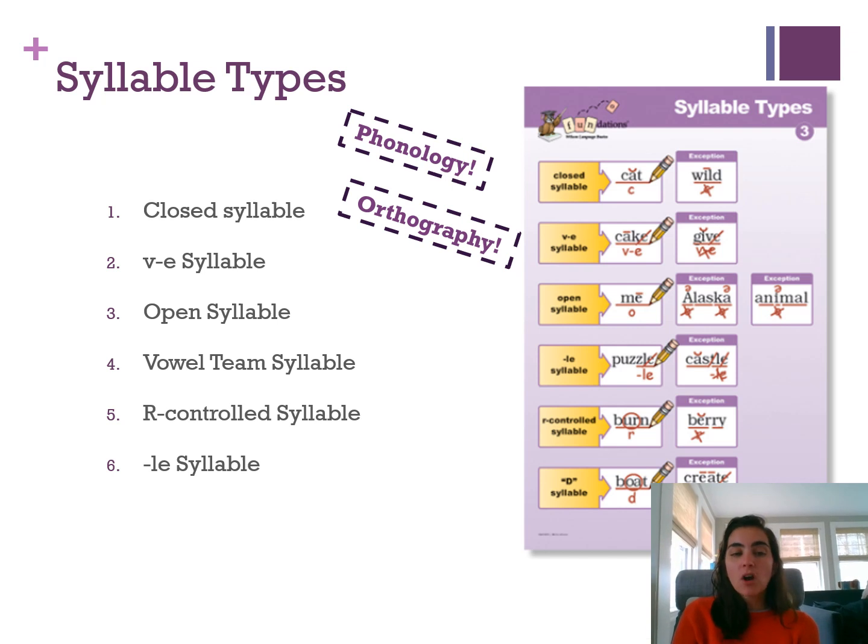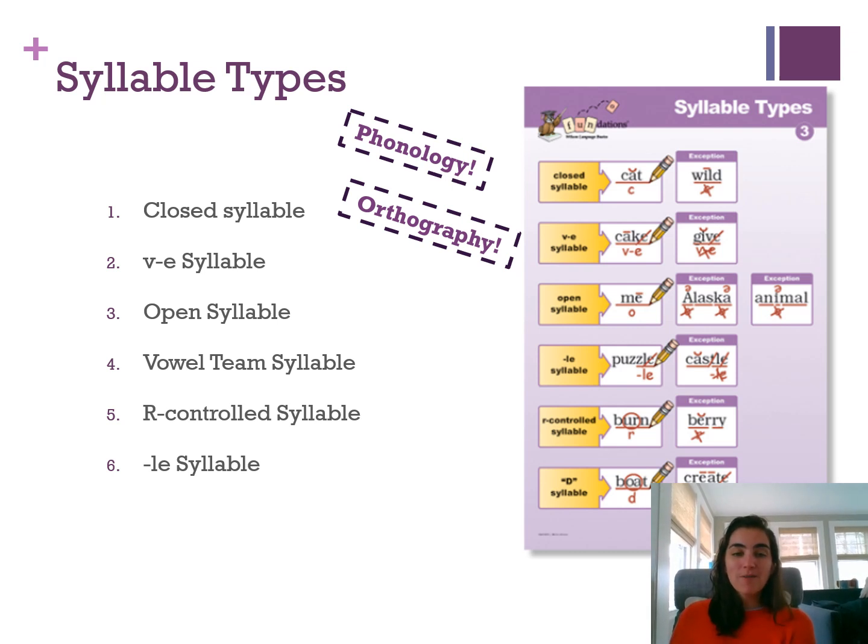Vowel team and R-control syllables, that's major orthography land, especially because our vowel teams have so many options. Sometimes there are patterns to support us, like OA in the middle of a word, OW at the end, but then there are other times when there's not a pattern. EE and EA, there's not a reliable pattern there. So we have to build up their visual memory and visual knowledge.